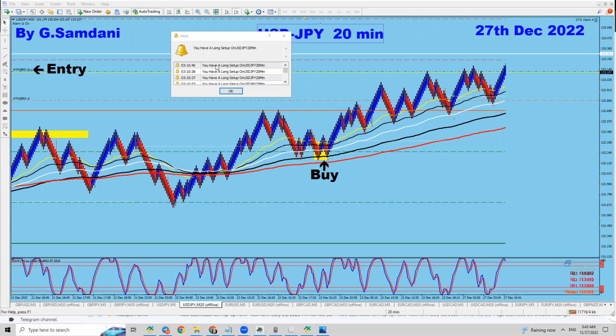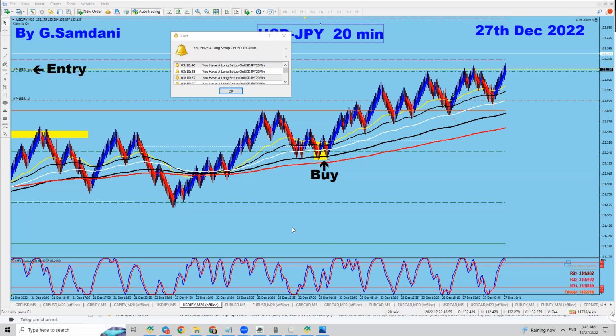The alarm was beeping for a long setup on USD/JPY, long on the 20 minute. So I just took the trade and put the SL here. This is the first entry for tonight. It's going to be very slow. It's a day after the Christmas holiday, but I'm going to take the trades anyway, just to show how the system is working.